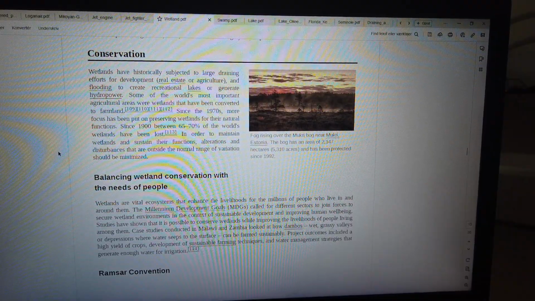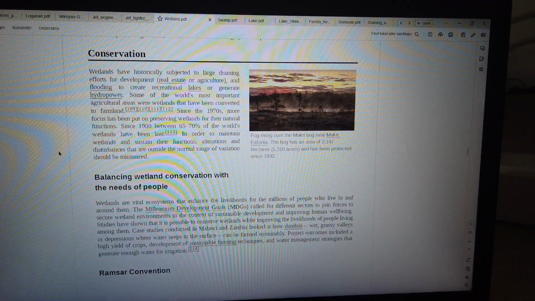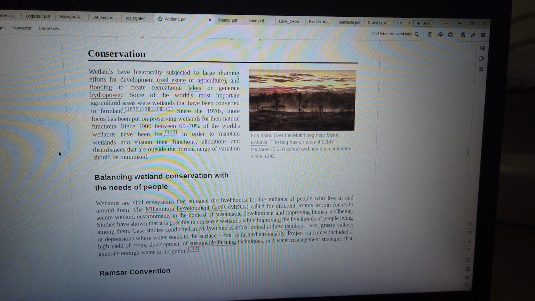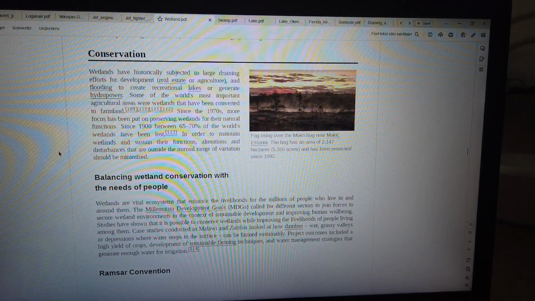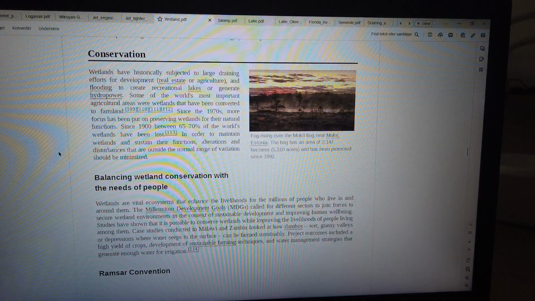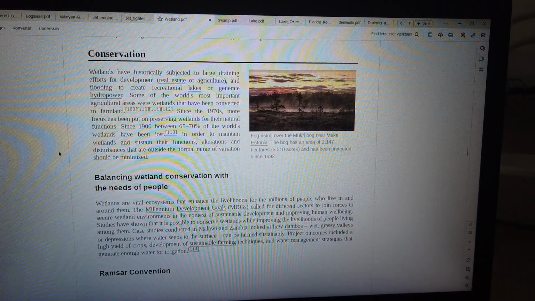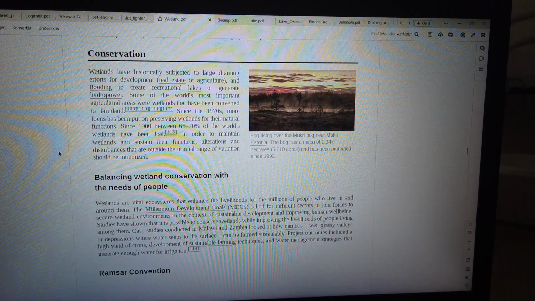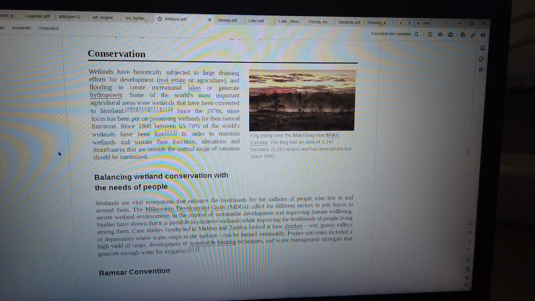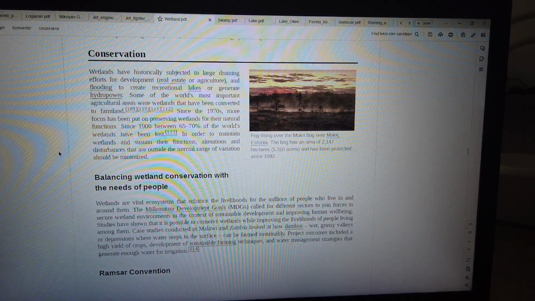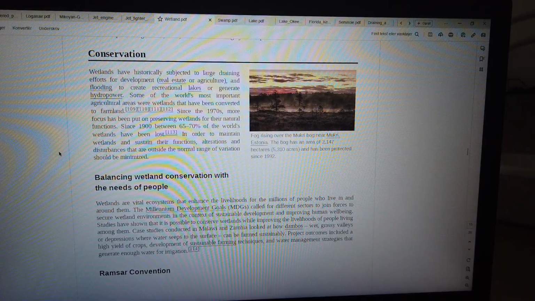Since the 1970s, more focus has been put on preserving wetlands for their natural functions. Since 1900, between 65–70% of the world's wetlands have been lost. In order to maintain wetlands and sustain their functions, alterations and disturbances that are outside the normal range of variation should be minimized. Balancing wetland conservation with needs of people.